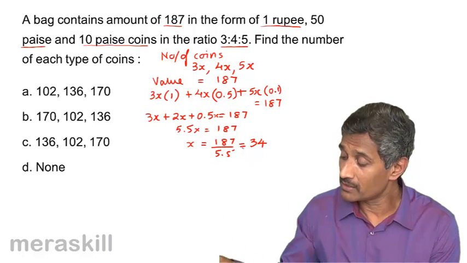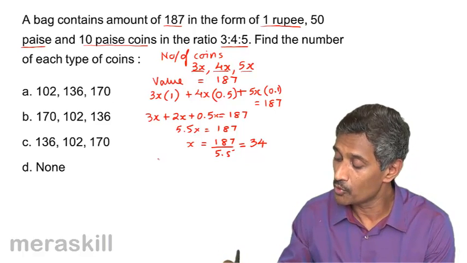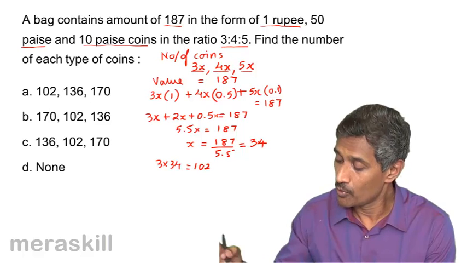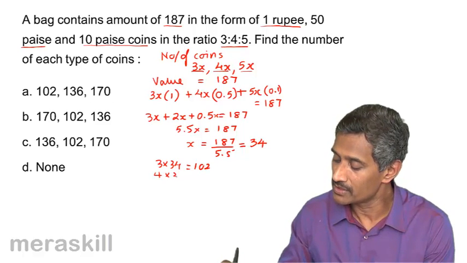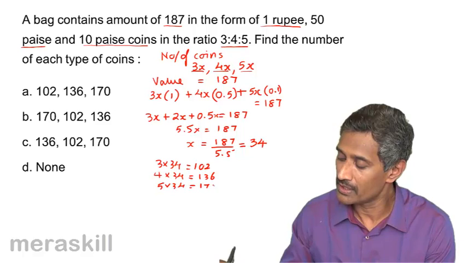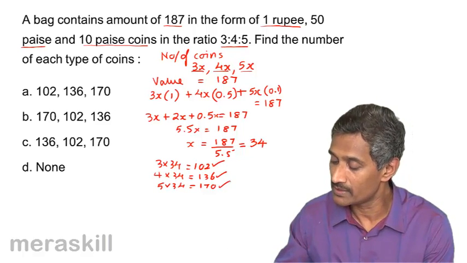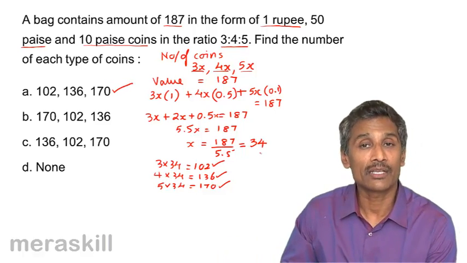Now let's check among these options. Hence, if x is 34, the coins are 3 into 34, which is 102, 4 into 34, which turns out to be 136, and 5 into 34, which is 170. So our answer is going to be 102, 136, 170. Among the options, it is this one.